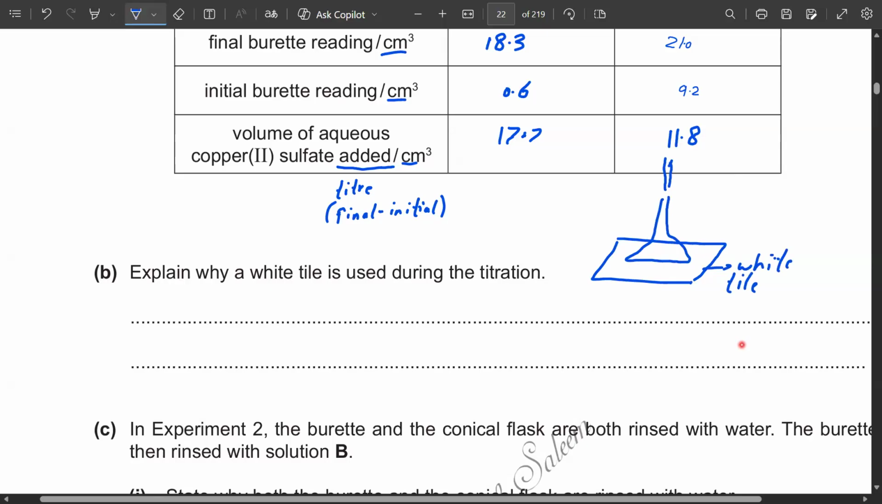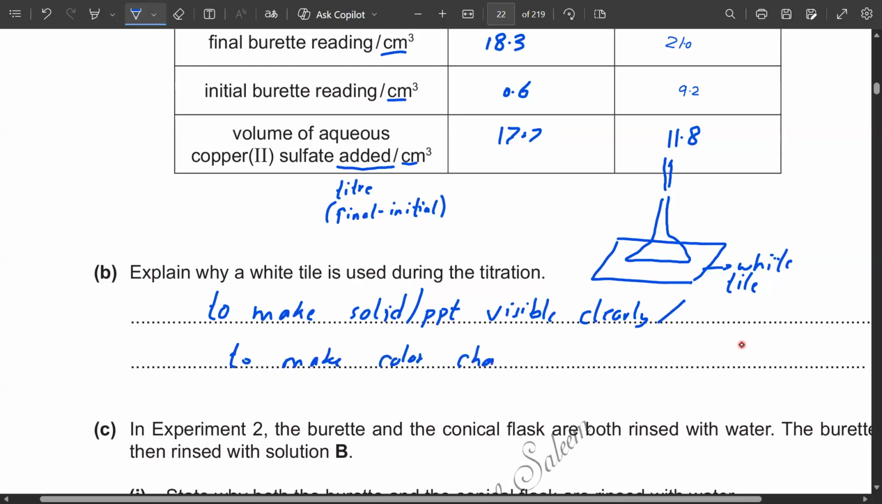We will write here: to make a solid or precipitate visible clearly, and then the other reason is to make color change easier to see, or easily visible.